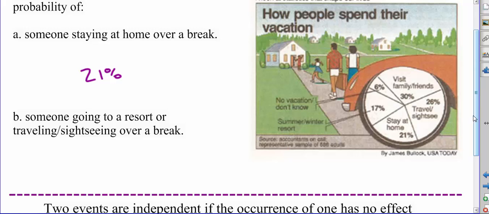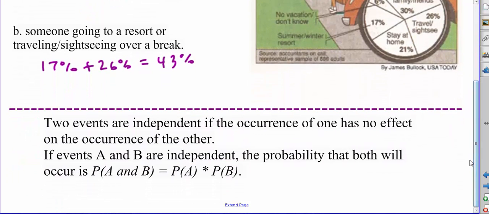We also know that if we wanted to find the probability of someone either going to a resort or traveling or sightseeing, we would see 26% and then 17%, so we would just add those 2 values together and get 43%. Nothing too crazy there, and the fact that there's not really overlapping data makes this diagram easier to see. It's just something I wanted you to be aware of.